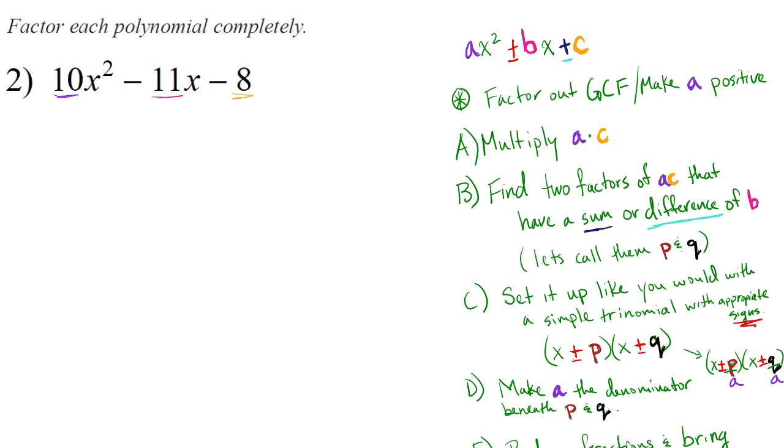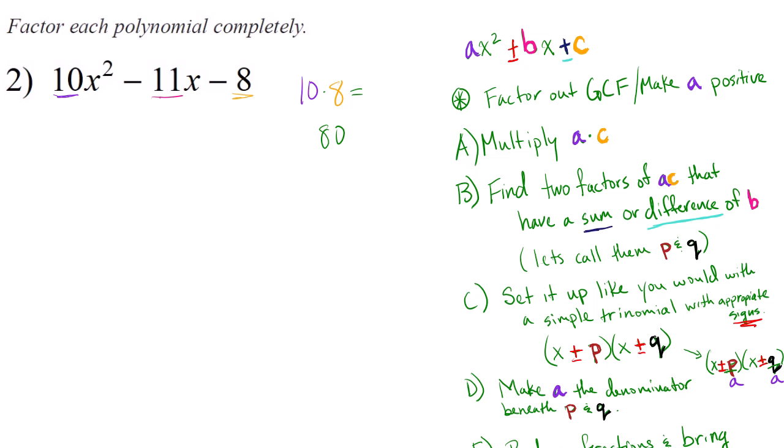So I'm going to multiply 10 by 8. Notice that I'm not incorporating the sign there. I'm just multiplying the values without the signs, thinking of them as absolute values in this case. So we have 80 here.